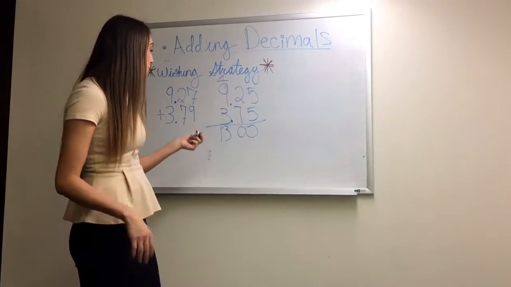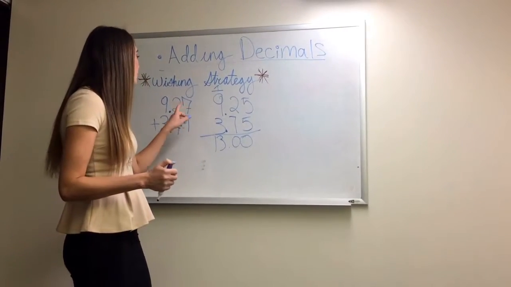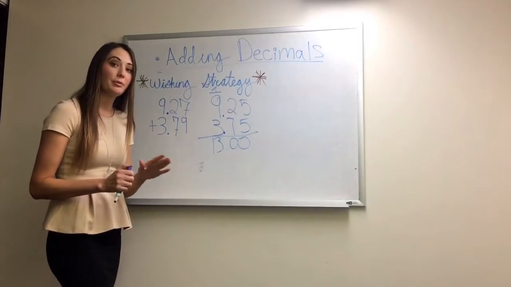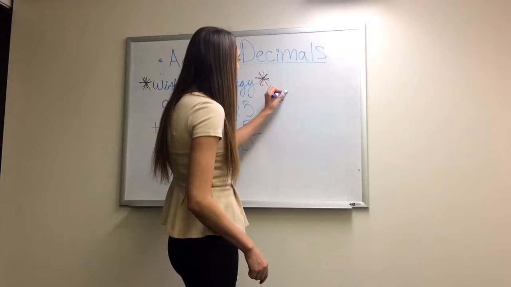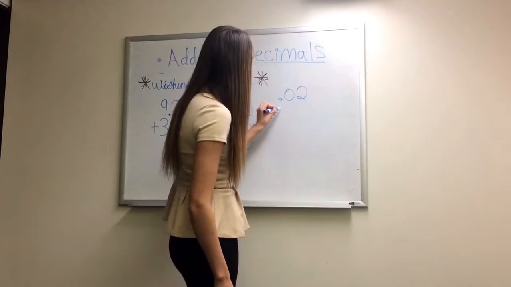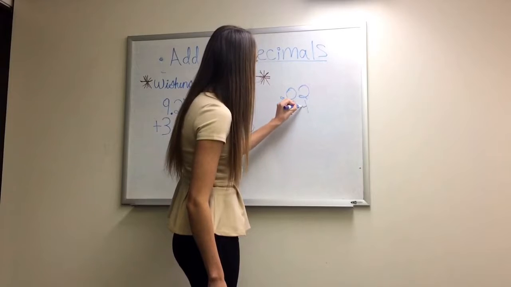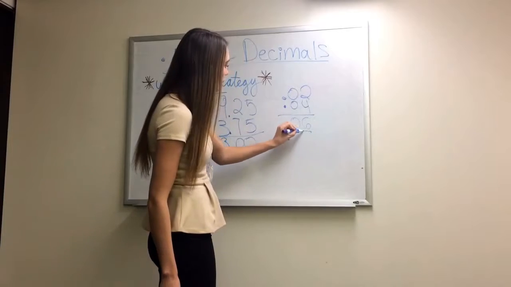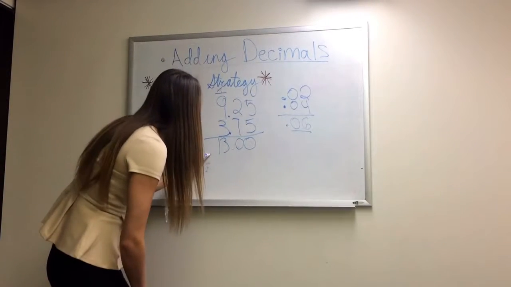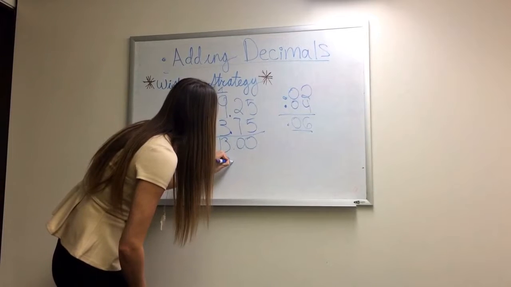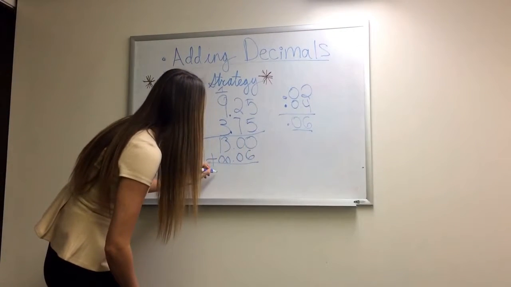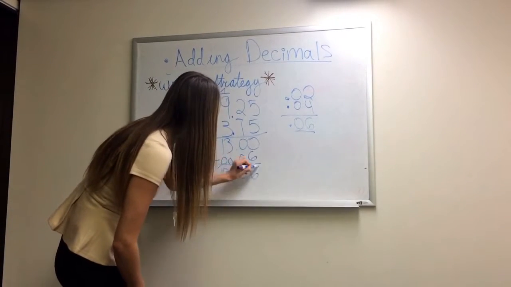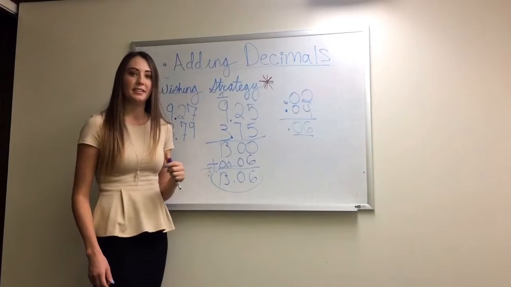Or just 13. But since we took 2 away from the 7 and 4 away from the 9, we need to make sure that we add those in too. So we have 0.02 plus 0.04, and that's 0.06. So we know that if we added 0.06, that's just going to be 13. That's 0 and 6. So our answer is 13.06.